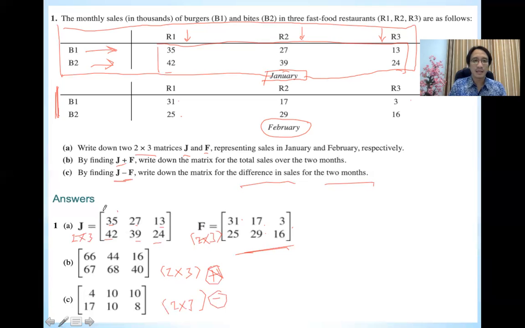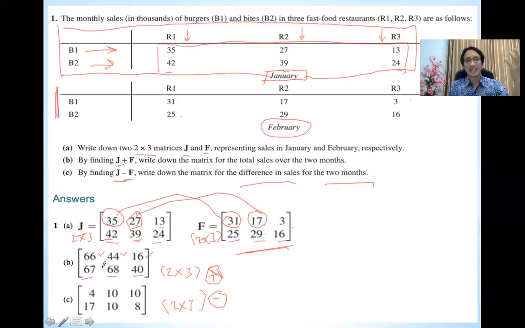Plus only, just plus it. 35 plus 31, 66. 27 plus 17, it will be 44. 13 plus 3, 16. For the first row. The second row, 42 plus 25, 67. 39 plus 29, 68. 24 plus 16, 40. That's it.